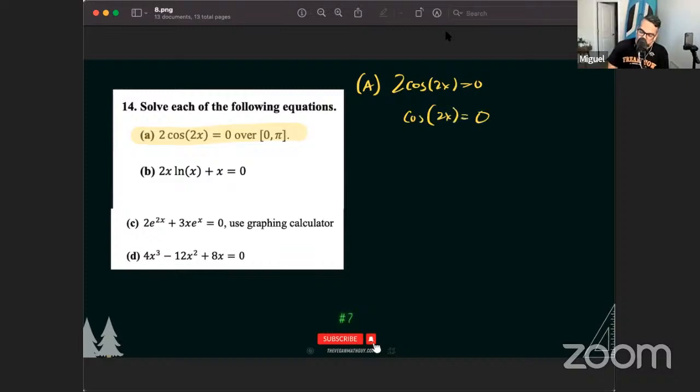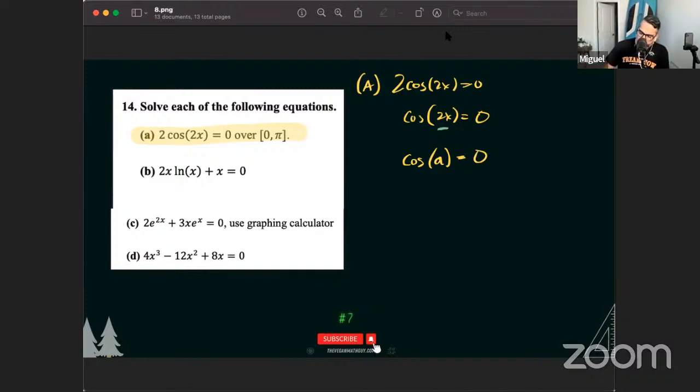So now this is the tricky part. There's something inside the cosine. So first, I'm just going to treat it like cosine of A. What values of A make this equal to 0? Well, there's a few terms.